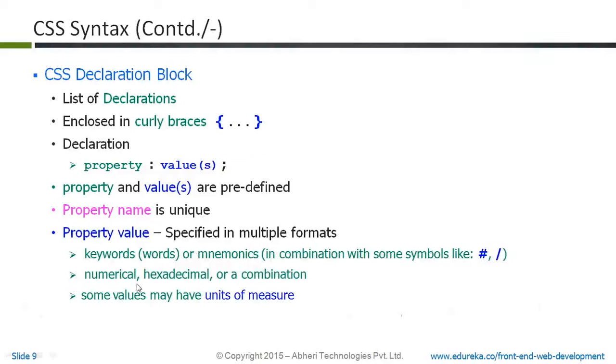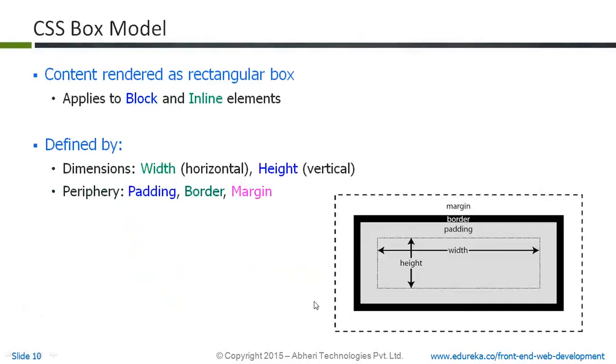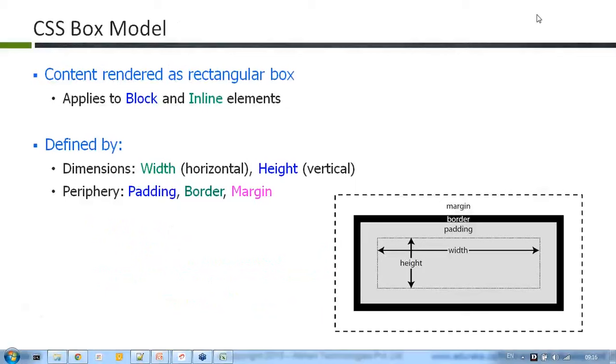And note that here I told you what could be the value of a property. It could be numerical, hexadecimal, and so on. Okay, it will also have units of measure as well. Fine. So let's go to another important thing, what is called the CSS box model. So as I mentioned, all the elements of a CSS element.